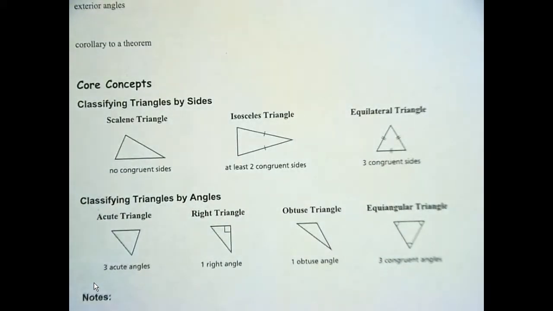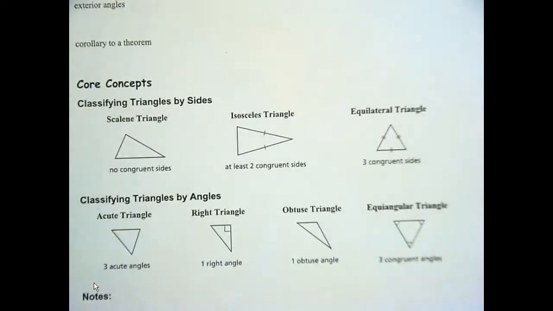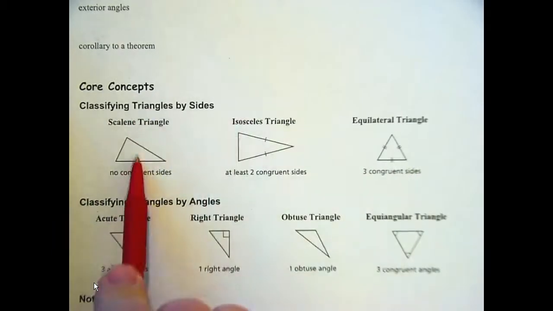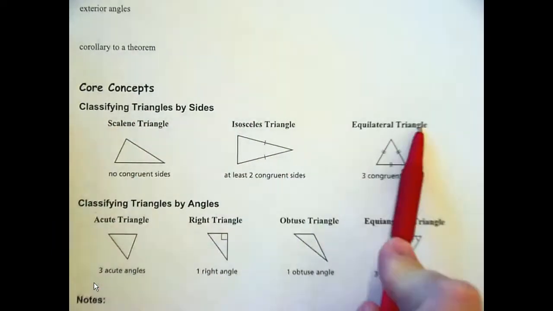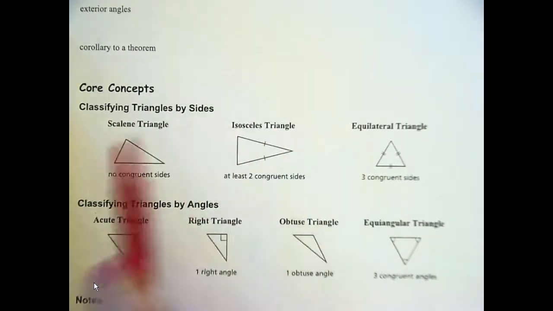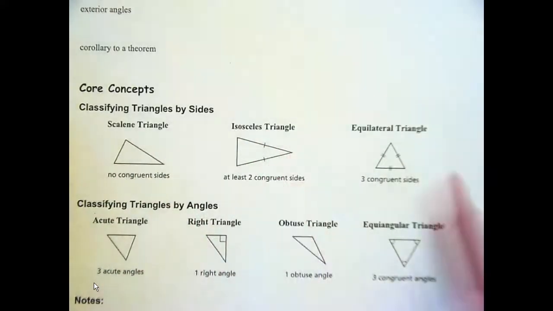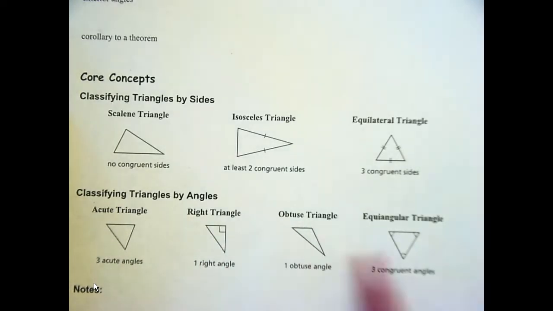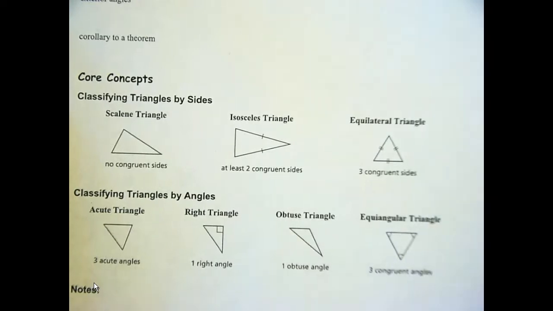I want you to take a look at these. Here it's classified by sides. We have scalene, meaning no sides are congruent. Isosceles, 2 sides are congruent. Equilateral, 3 sides are congruent. And then these guys down here, acute. We got 3 acute angles. Right triangle has 1 right angle. Obtuse triangle has 1 obtuse angle greater than 90. And equiangular, meaning all 3 sides are congruent.